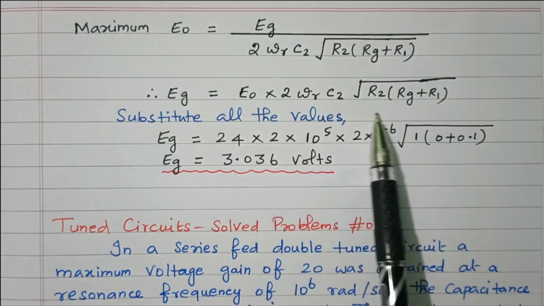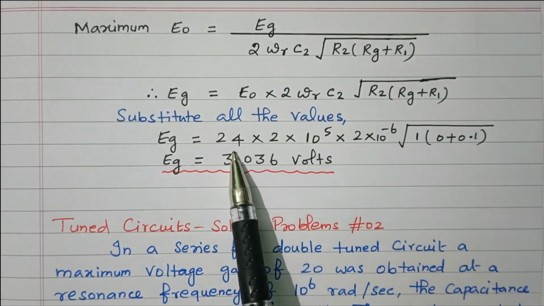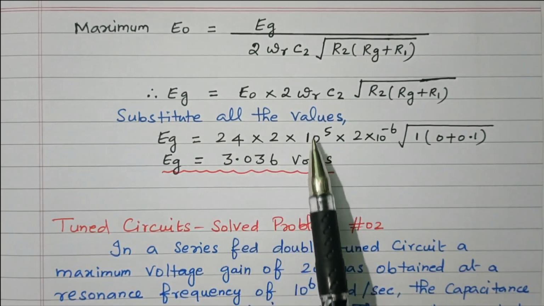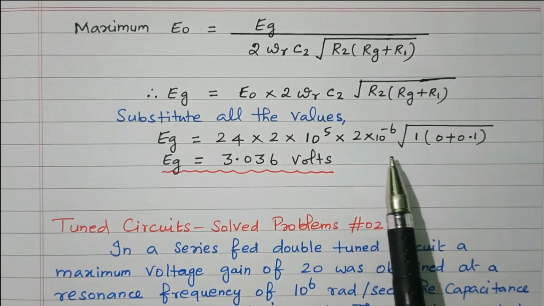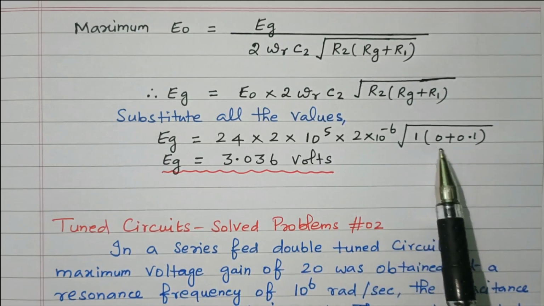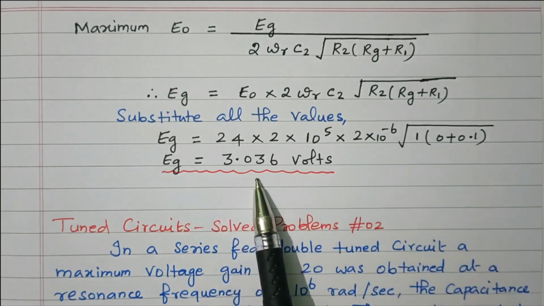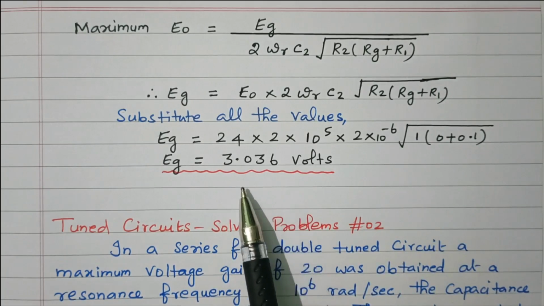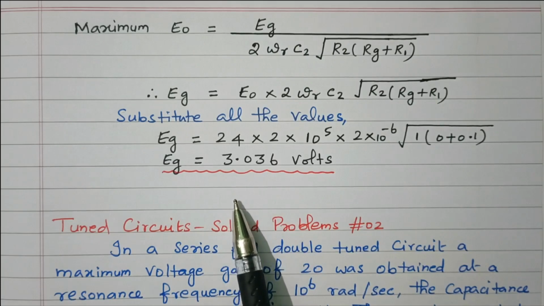Now all the values are available. C2 we just calculated. E0 is given as 24, into 2, into the resonant frequency 10 to the power 5, into C2 which we calculated, 2 into 10 to the power minus 6, into square root of R2, which is 1, into Rg plus R1; Rg is not given, assumed as 0, and R1 is 0.1. By simplifying this we got 3.036 volts. Now the source supply voltage is calculated. So in this problem, we discussed a solved problem based on the tuned circuit. We calculated the supply voltage.